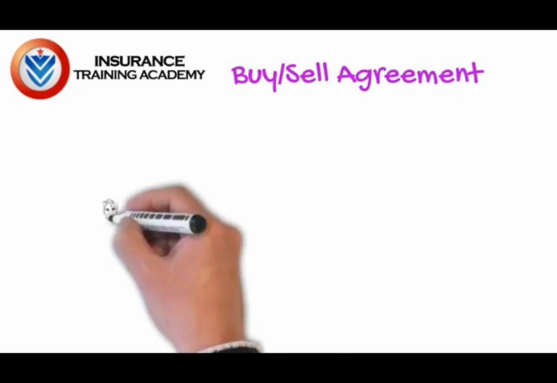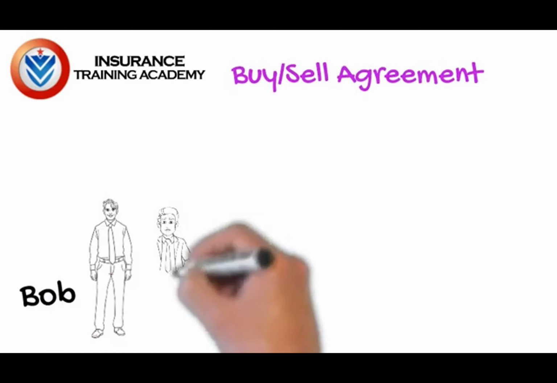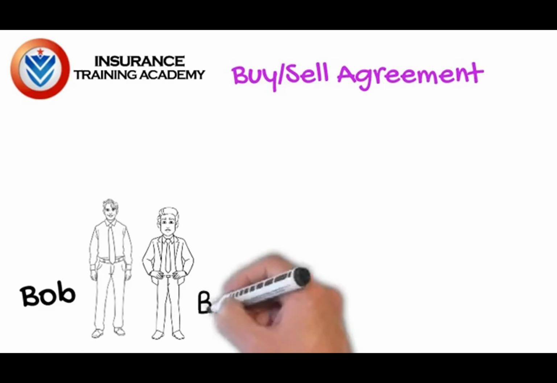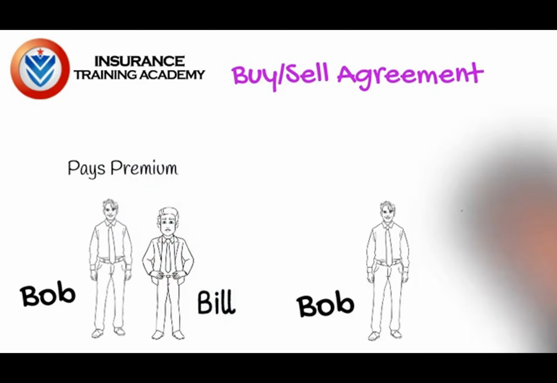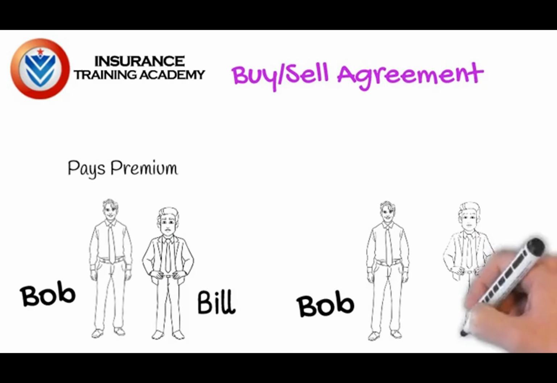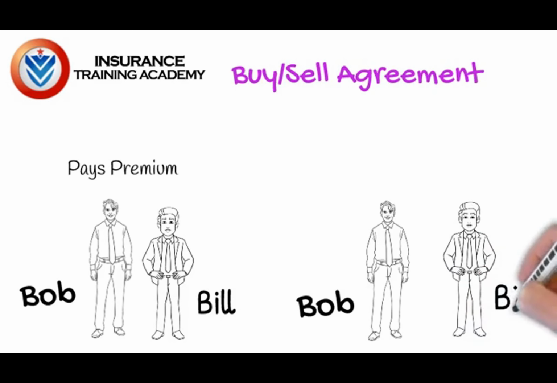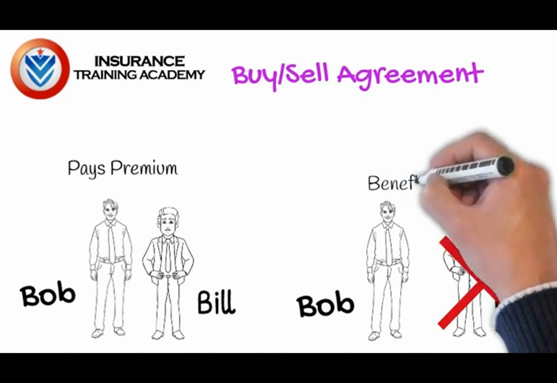Now let's look at a buy-sell agreement. This is business partners on a buy-sell agreement. We've got Bob and we've got Bill, who are business partners, and they pay the premium on their policy. Let's say that Bill dies or becomes disabled. Well, then Bob is going to be the one that gets the benefit from that policy, and that benefit will be tax-free to Bob. Is the IRS going to let him double dip? No. So those premiums they paid are not tax deductible as a business expense.